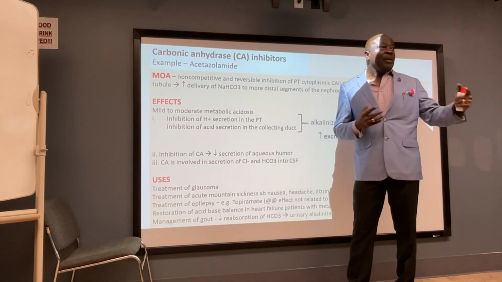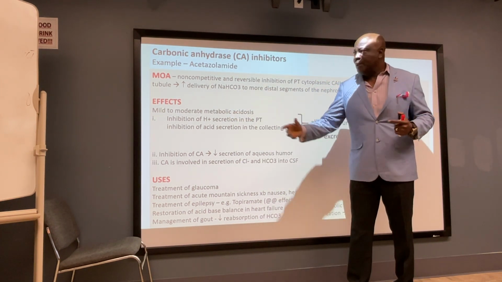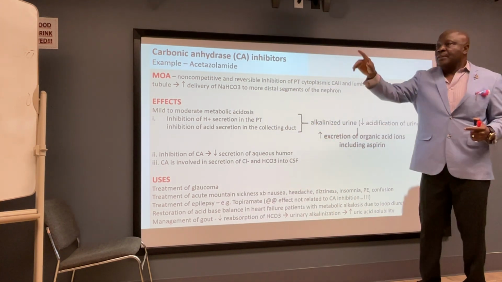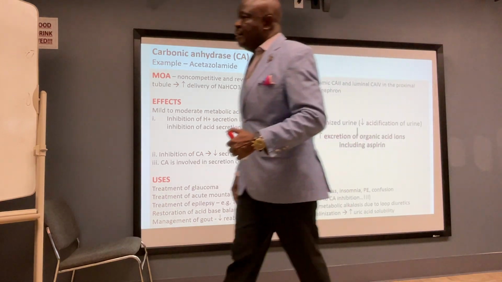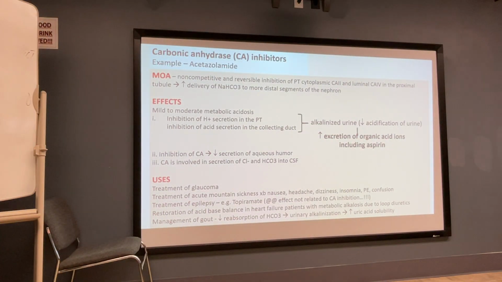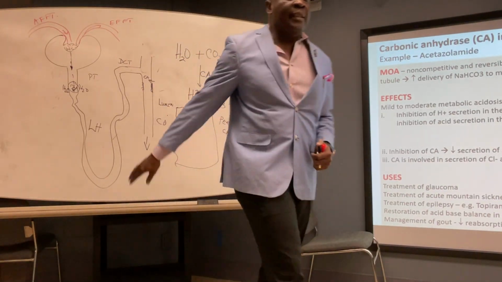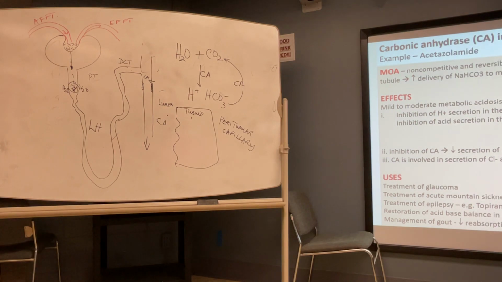You now see where the sodium is coming from, where the bicarbonate is coming from. Since this is occurring in the proximal tubule, which is here, there's a greater delivery of sodium and bicarbonate than in the latter segments of the nephron.